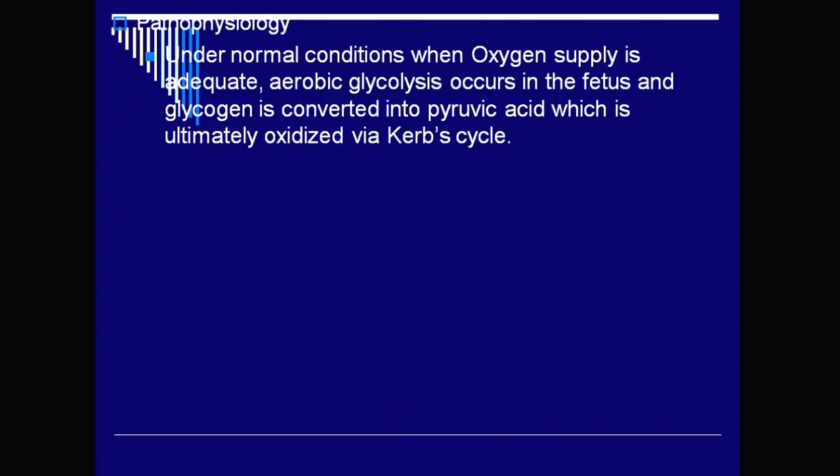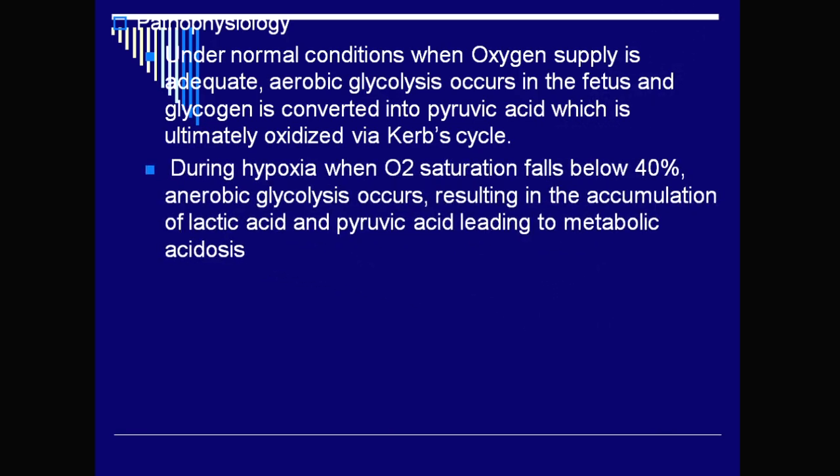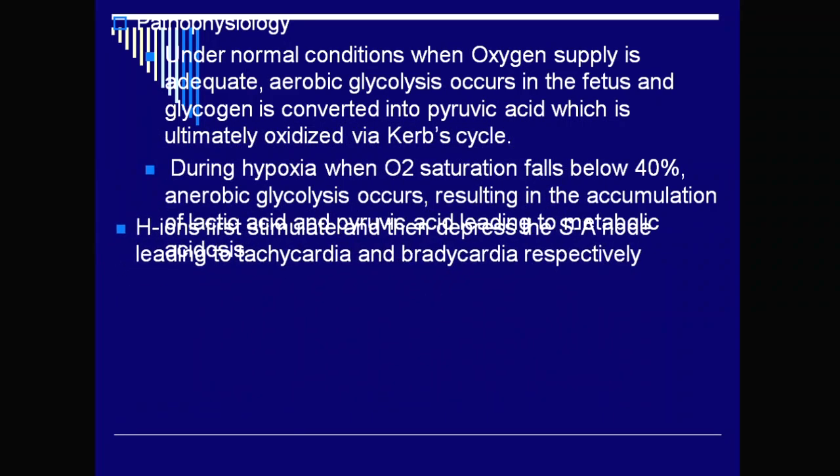Pathophysiology: under normal conditions, when the oxygen supply is adequate, aerobic glycolysis occurs in the fetus and the glycogen is converted into pyruvic acid, which is ultimately oxidized via the Krebs cycle. During hypoxia, when the oxygen saturation falls below 40%, anaerobic glycolysis occurs, resulting in accumulation of lactic acid and pyruvic acid, leading to metabolic acidosis.